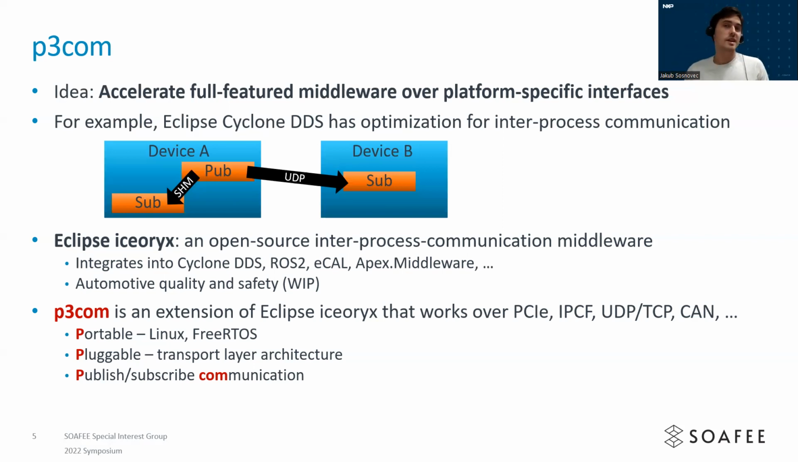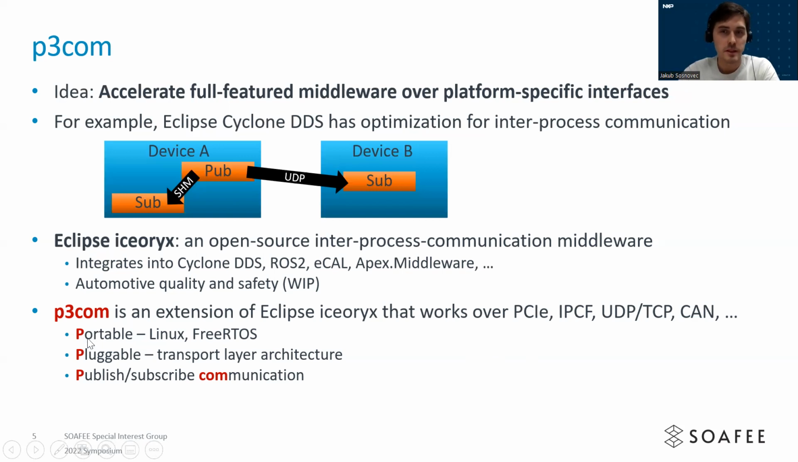And so p3com is an extension of iceoryx, which enables it to work not just over shared memory, like it does by default, but also over additional platform-specific interfaces, such as PCI Express, CAN, and IPCF, which is a low-level NXP library for communication over shared memory, such as the SRAM case that I showed for BlueBox. And it has a transport layer architecture that enables it to plug in additional transport layers and really easily add new platform-specific interfaces into p3com.